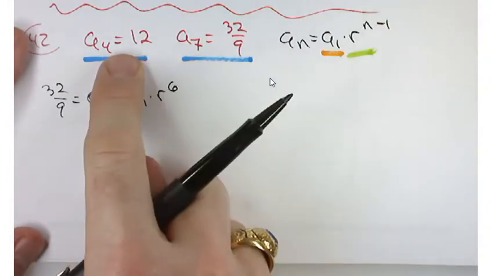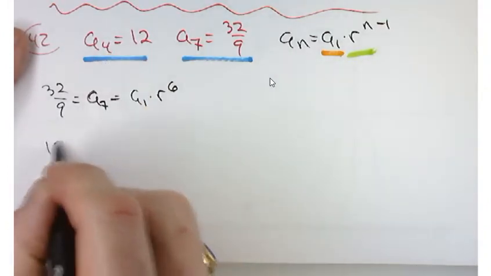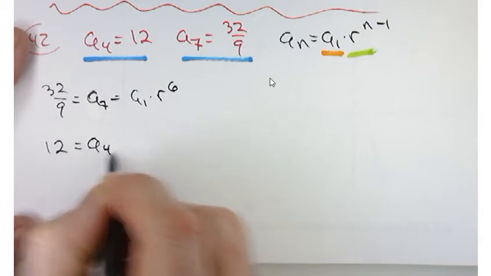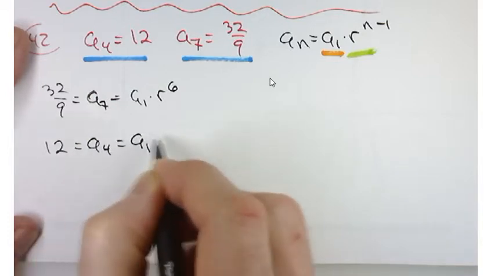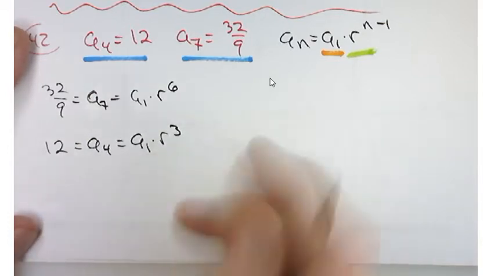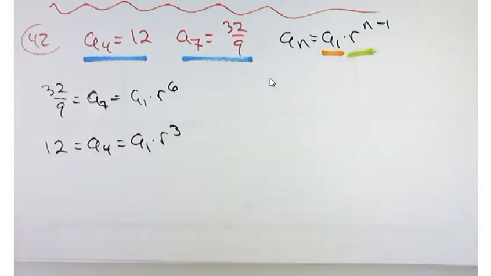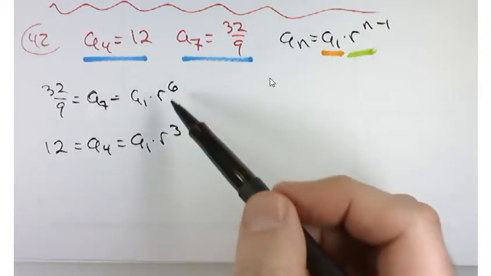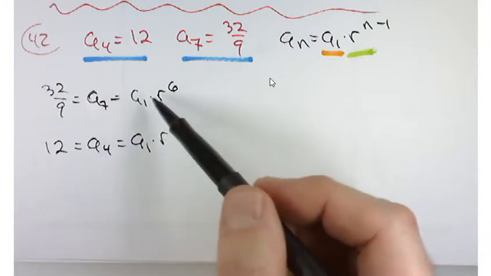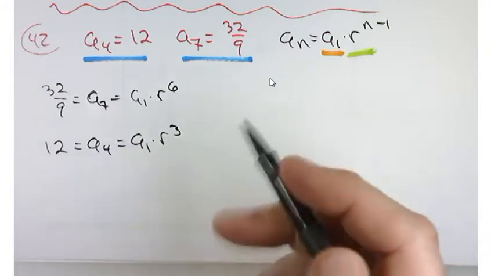Let's do the same thing for this one. 12 equals a sub 4, which is a sub 1 times r to the 3rd power. Right? Because 4 minus 1 gives me the 3 there. And that doesn't look too helpful at all. But there's a little bit of a trick here that I'm going to share with you. Something we can do. Because remember, we're going to use these two equations to solve for a sub 1 and r.